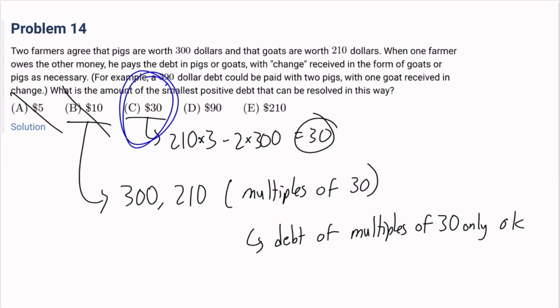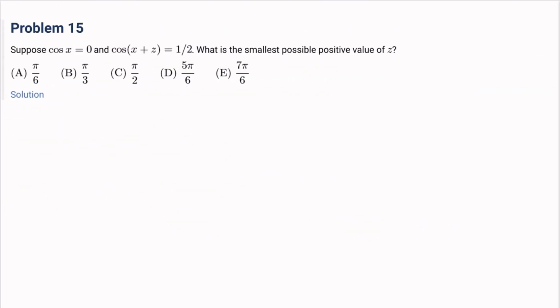The answer is C. Number 15, suppose the cosine of x equals 0 and the cosine of x plus z equals 1/2. What is the smallest possible positive value of z?